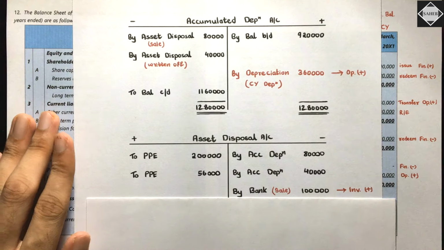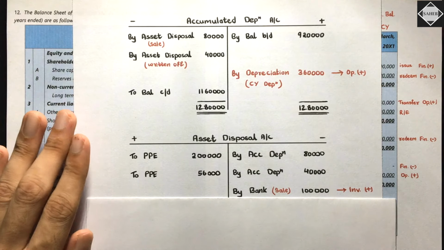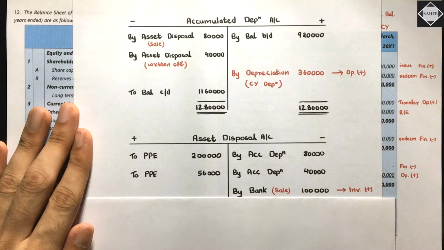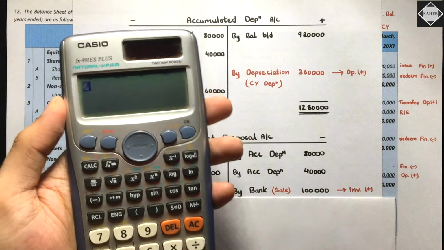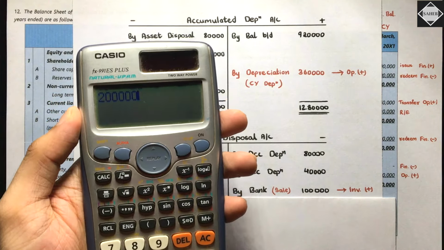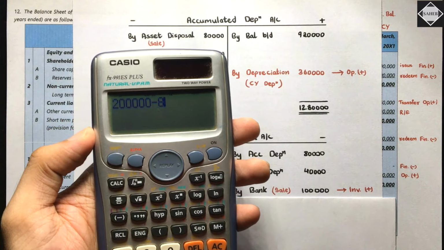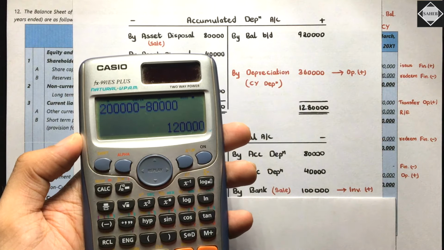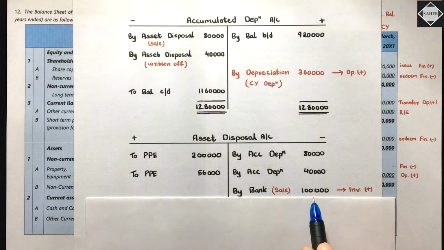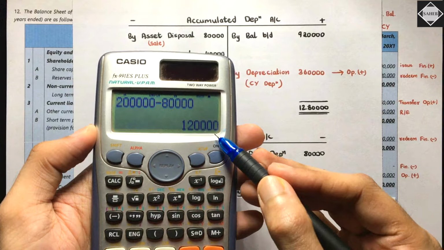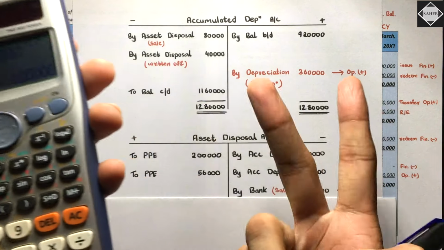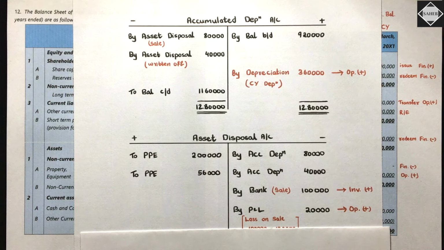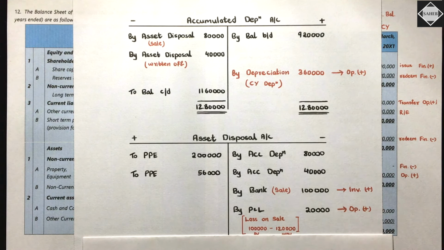Now tell me, what is the profit? It's really simple now. The original cost was 2 lakh. Depreciation till date was 80,000, isn't it? So 2 lakh was the original cost of the asset which you have sold, and then you have charged depreciation of 80,000 on that. So what's the WDV? WDV is 1,20,000. For how much have you sold? You have sold it for 1 lakh. But the WDV, the book value, is 1,20,000. So you have made a loss of how much? 20,000, right? So regarding that, the loss will come over here. By loss on sale 20,000. Is it clear? By profit and loss.